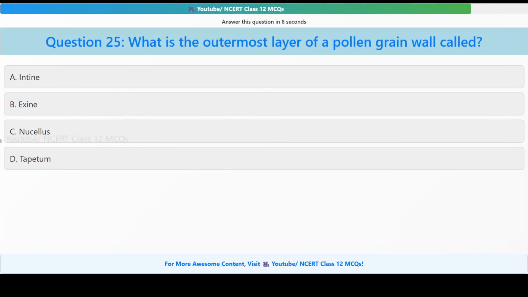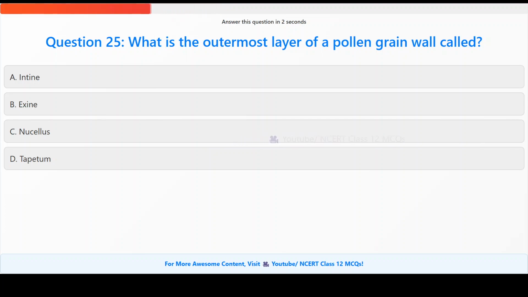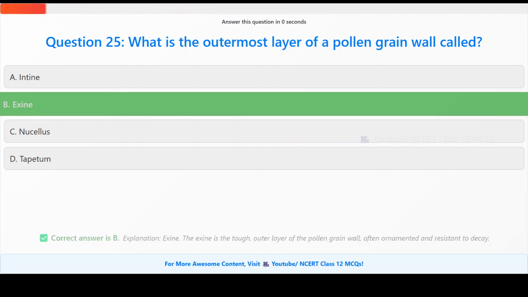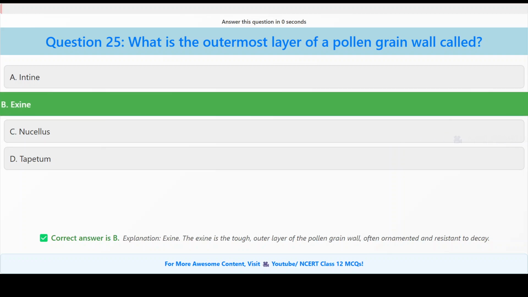Question 25. What is the outermost layer of a pollen grain wall called? Exine. The exine is the tough, outer layer of the pollen grain wall, often ornamented and resistant to decay.